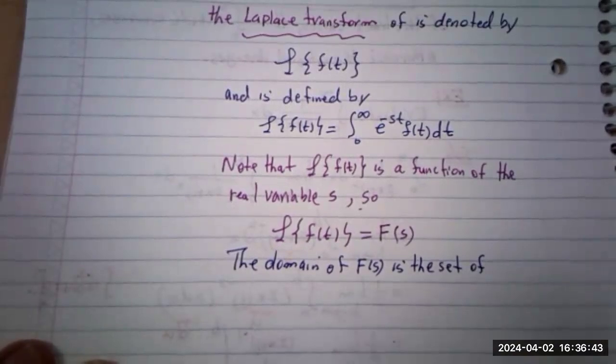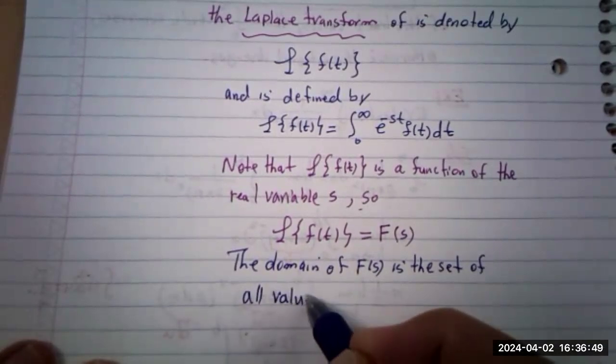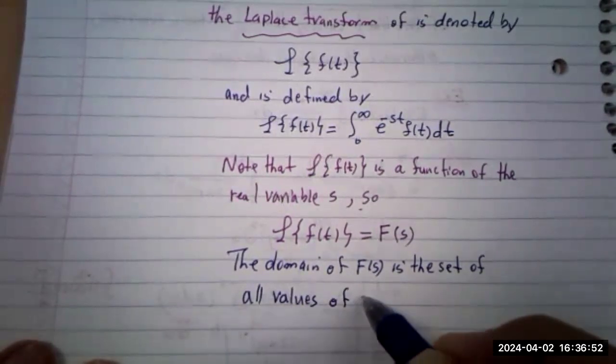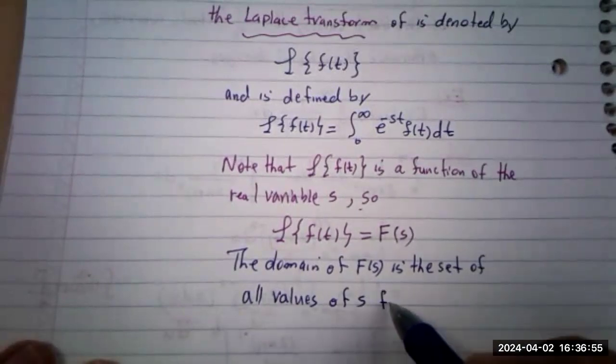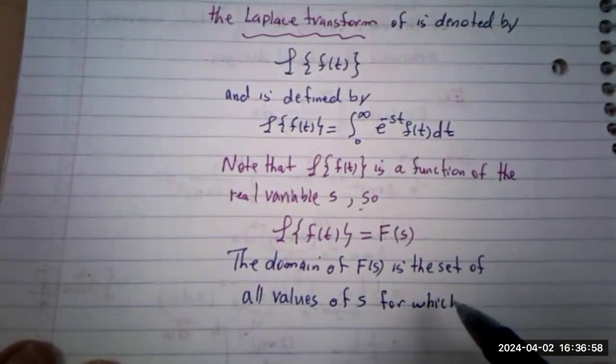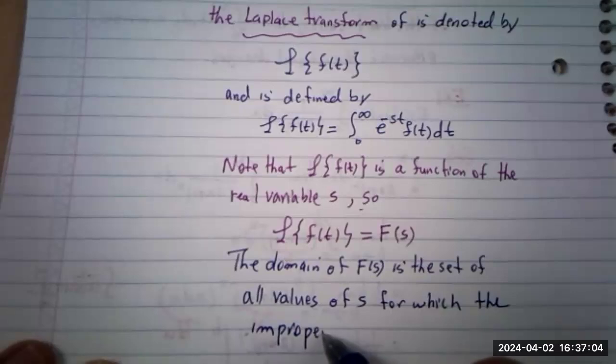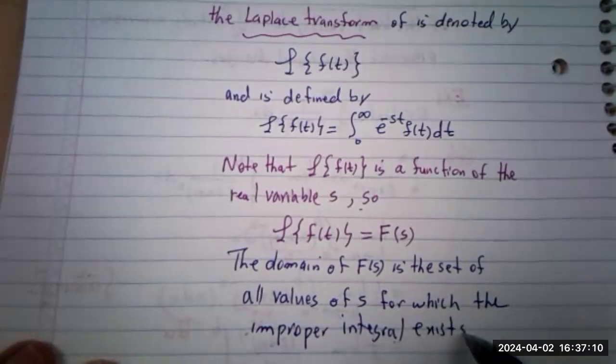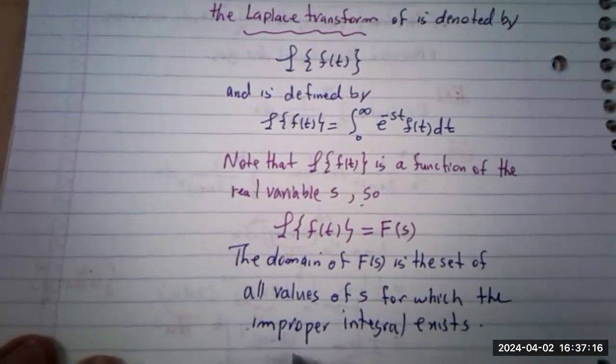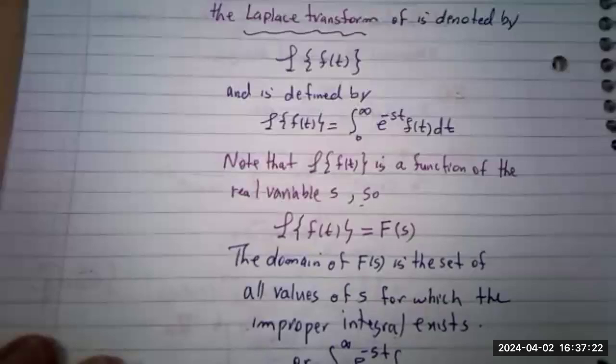Okay, it's going to be the set of all real numbers, or all values of the variable s, for which that improper integral exists. So this means the integral from 0 to infinity of e to the negative st times f of t dt, in fact, converges.